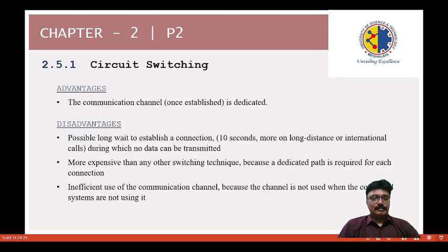Advantages of circuit switching. The communication channel is dedicated. A standard connection, the standard path, is established here. So that is the major advantage here.